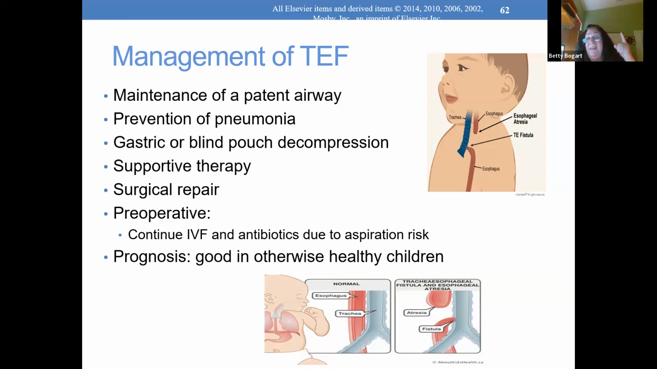They do fix it. These kids are normal, except these connections that were abnormal. So management: NPO, nothing by mouth, elevate the head of the bed, have suction at the bedside, IV fluids, and antibiotics.